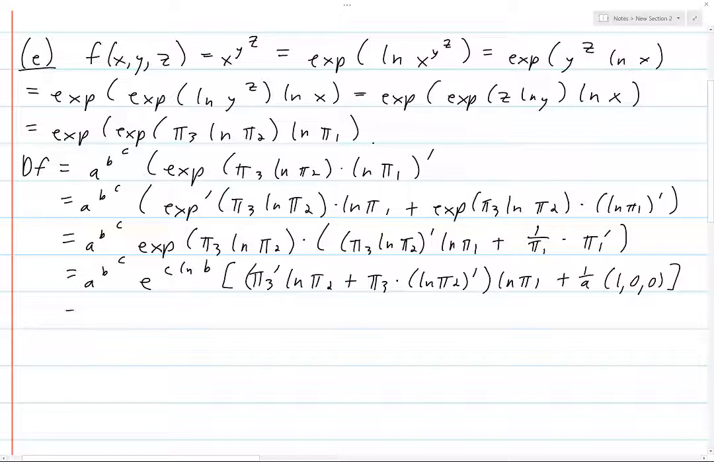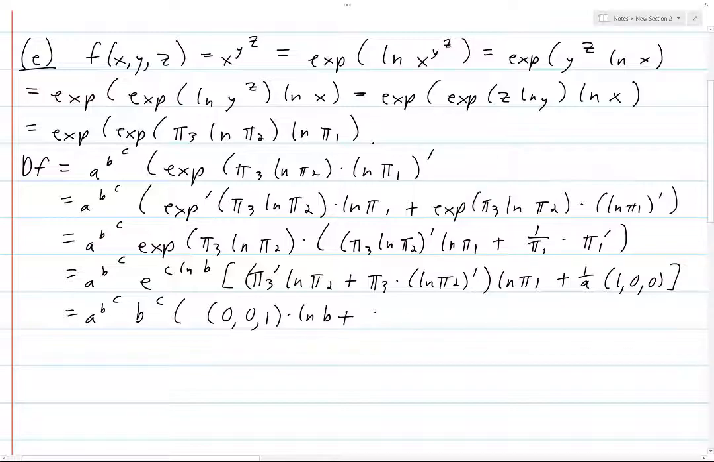Alright. So far, so good. So again, we have a to the b to the c. Now, e to the c natural log b, this becomes e to the natural log of b to the c, which is just b to the c. Right? Okay, so far so good. And then on the inside here we've got pi 3 prime times natural log of pi 2. So that's going to be 0, 0, 1 times natural log of pi 2, which is just natural log of b. Alright? And then we've got pi 3 times natural log of pi 2 prime.